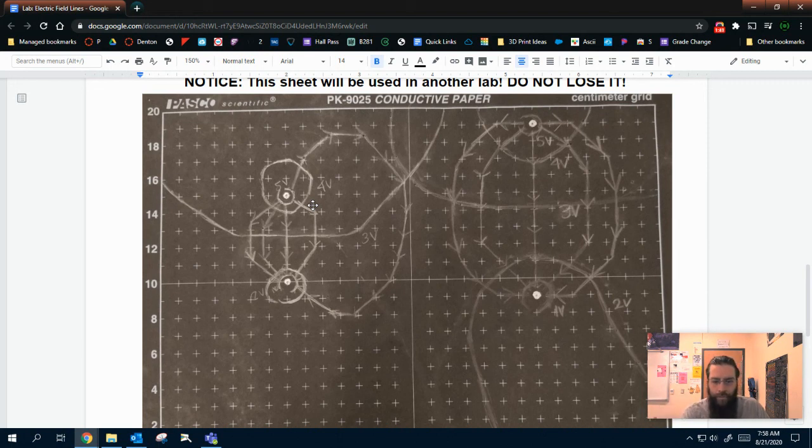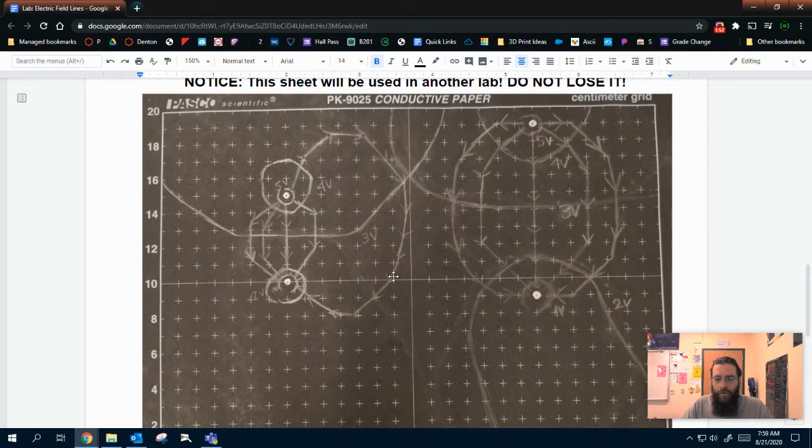You'll notice there's some other lines in there that say like 2 volts, 5 volts. Ignore those. That's for the second part of the lab that it talks about earlier. We'll get to that part in another lab. But what we're going to focus on is just the arrows.